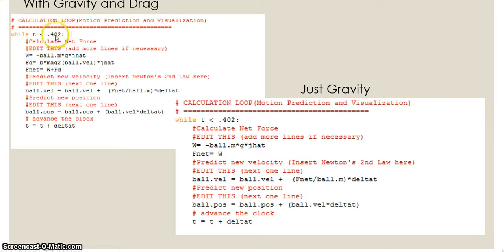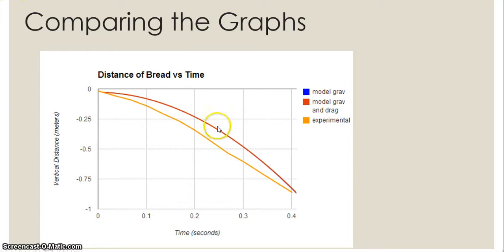In both cases, we use the time less than 0.402, which is how long it took the bread to fall. With the gravity and drag, you had the weight force and the drag force equation, and that produced F net. However, in this model, you only had the weight force equals F net. Once again, both had Newton's second law in it, and the updated position. However, as you can note later on, the 2 models are practically the same. This is because the drag force is really small. The B constant was 0.01, which was very tiny, and the magnitude squared of the velocity also produced a very tiny number. So as you can note, the data does not predict the model.